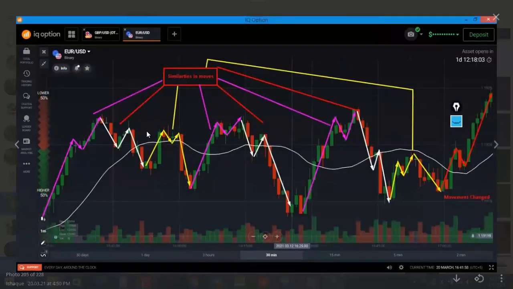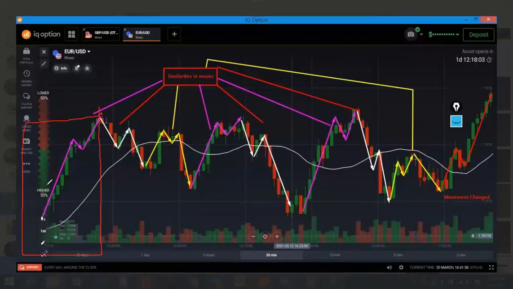In the next other movements, you can see when the market was moving up, down, up. This is the first movement, right? After this movement, the market is moving down, moving up, and then down, right? After that, again, the market is moving up, down, down. So three movements. How many movements? 1, 2, 3 movements.